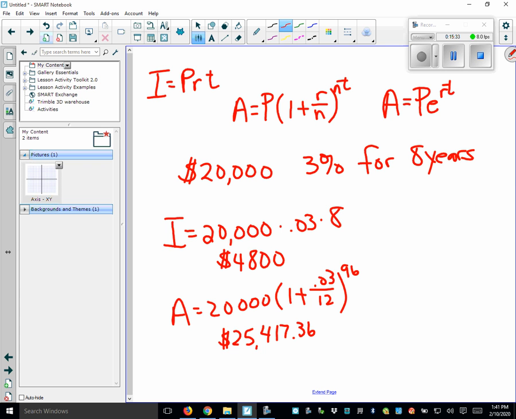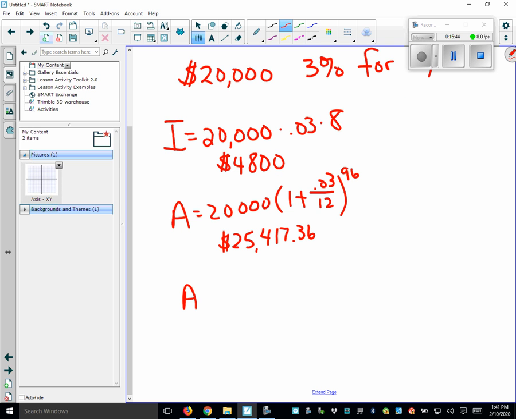Okay. Well, how much do I have if it's compounded continuously? Doesn't that mean I have 20,000 e to the 0.03 times 8? Wait, 25,000 $424.98.